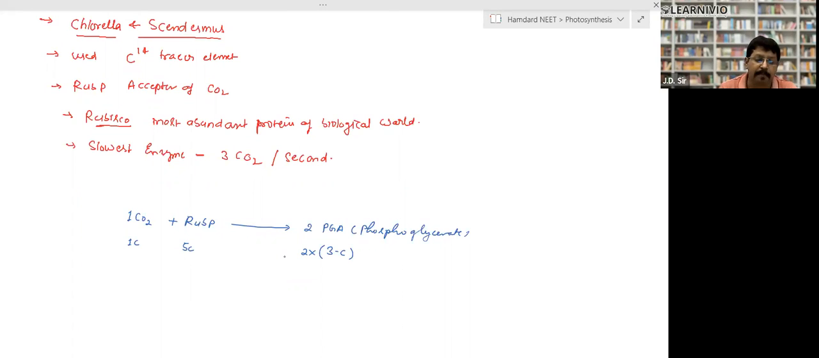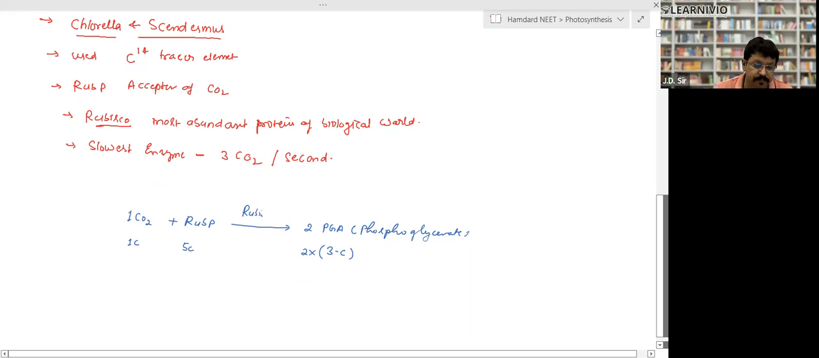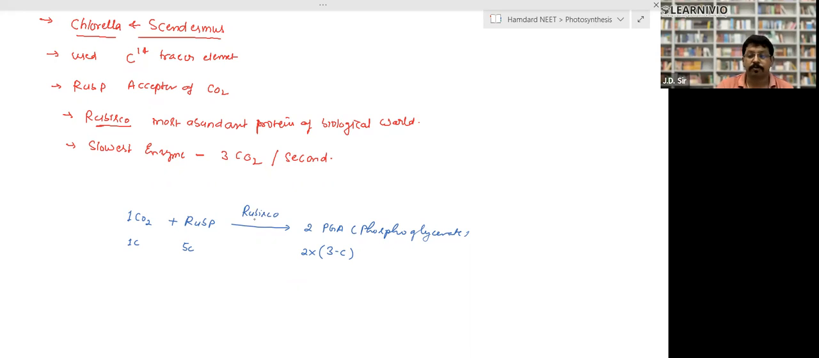RUBP combined with carbon dioxide. And what is the name of the enzyme which helps RUBP to combine with carbon dioxide? The name of that enzyme is Rubisco. Last class we discussed in detail that Rubisco is ribulose biphosphate carboxylase oxygenase, right? And this is the most abundant enzyme, or most abundant protein, on the earth, right? So in the presence of Rubisco, RUBP and carbon dioxide combine to total 6 carbon atoms. Due to that, the formation of two molecules of PGA takes place, and PGA is a 3 carbon compound, right?